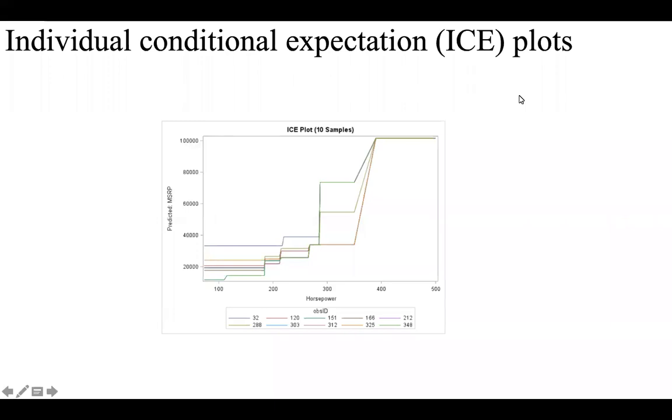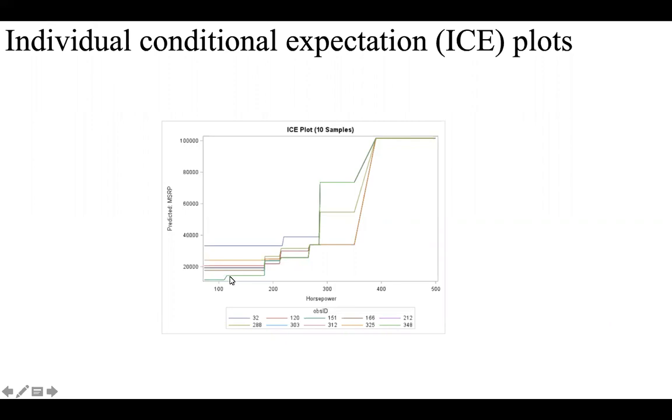The next plot is the individual conditional expectation plot. There is a very thin line between these two. What we do in ICE plots is we select some observations randomly from the data, and for those observations, we try to see how the predicted price changes for different values of the predictor variable.